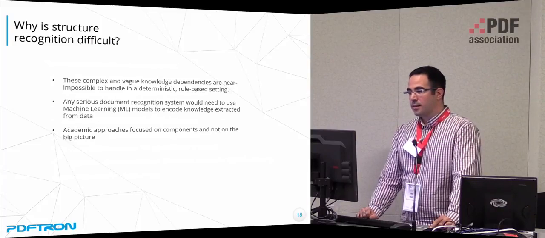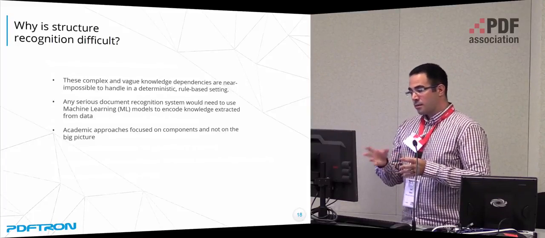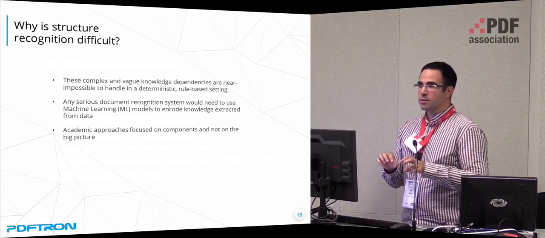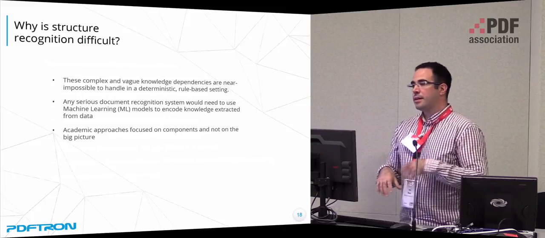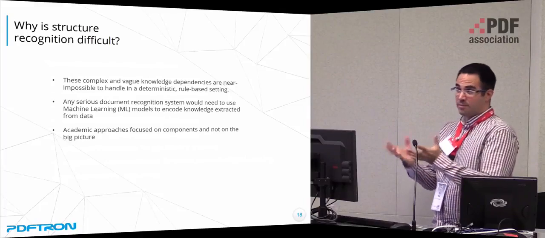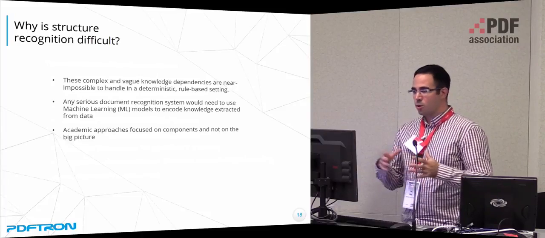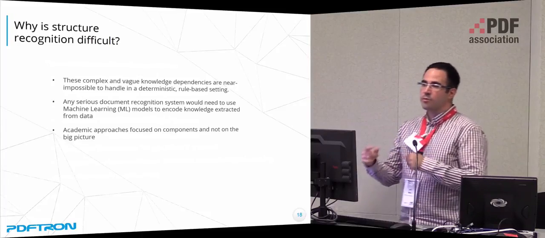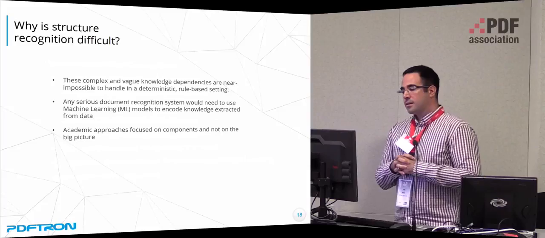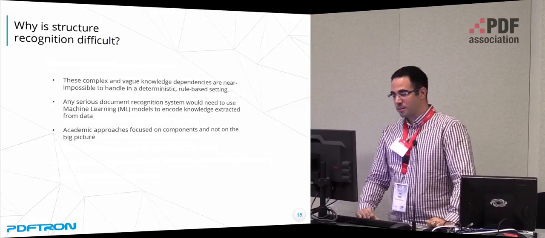On the academic side, even though the approaches frequently use machine learning, they usually focus on individual components of a document understanding system. So they might be recognizing headers, footers, page numbers, table of contents, tables, but they rarely address the document understanding problem as a whole. And the complexity actually lies in interaction of all of these components. It is simple, but simplistic to just focus on individual components in the system.